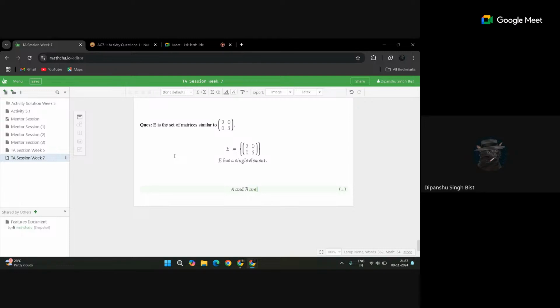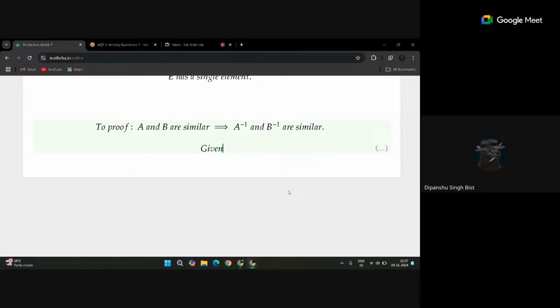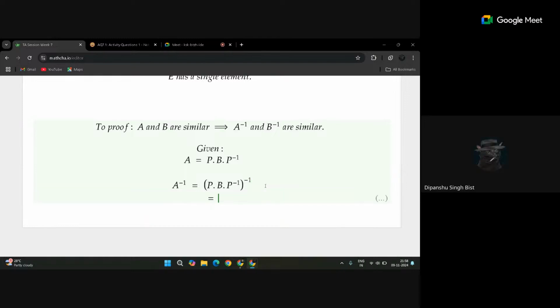So A and B are similar implies, proof, A inverse and B inverse are similar. Now, how would you do that? What is the given information? The given information is A could be written as P into B into P inverse. What is A inverse in that case? A inverse is going to be P B P inverse whole inverse. And what would that be?